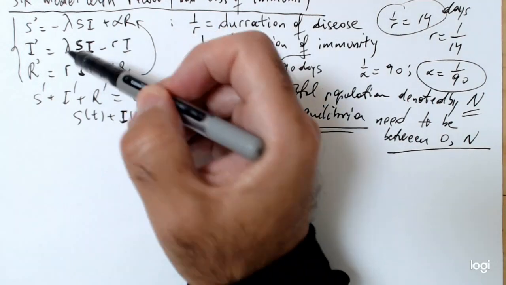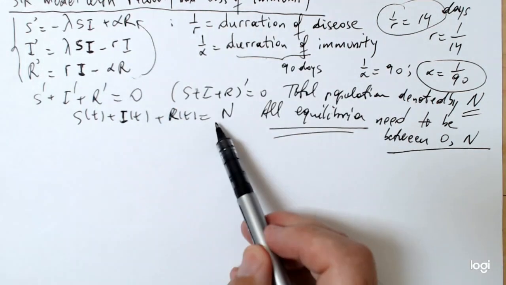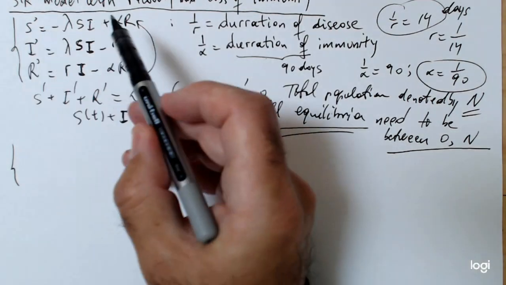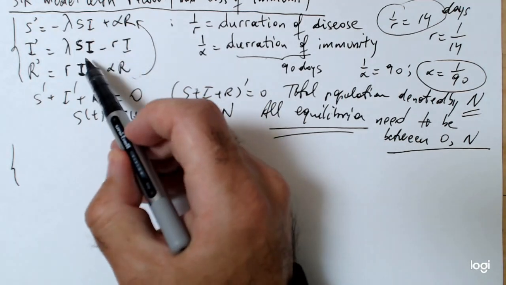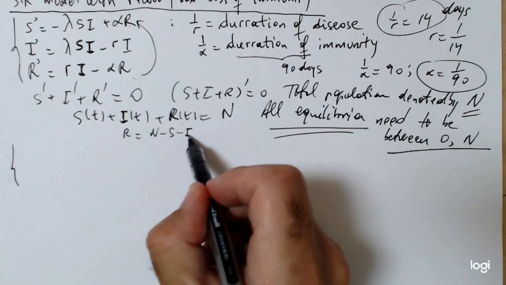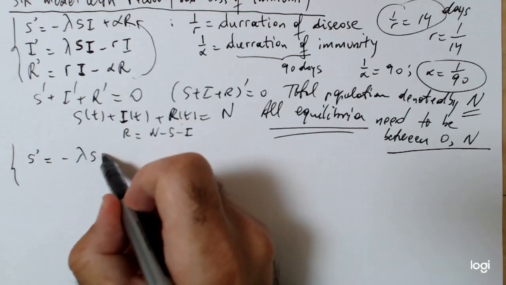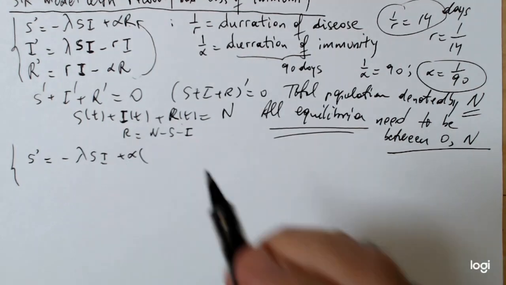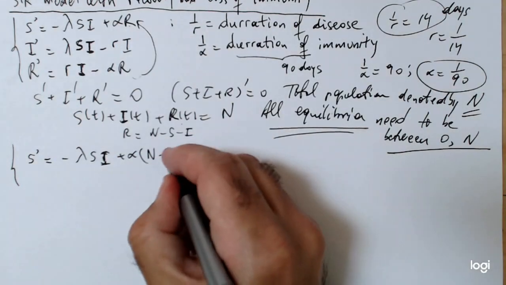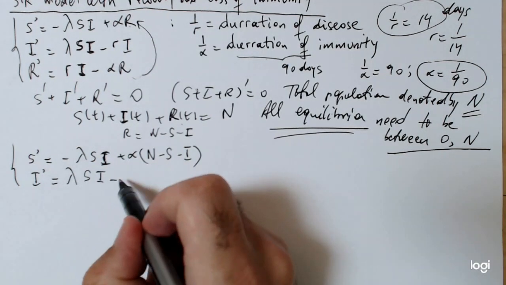You can pick any 2 of these equations and replace the third variable with a difference from N. So let's say, for instance, I want to look at just the first 2 equations. That means I have to write everything in terms of S and I, which means R needs to be replaced by N minus S minus I. Remember, N is a constant, S and I will be the dependent variables. So this will be a 2x2 system given by minus lambda S I plus alpha times (N minus S minus I). And the second equation, lambda S I minus R I.